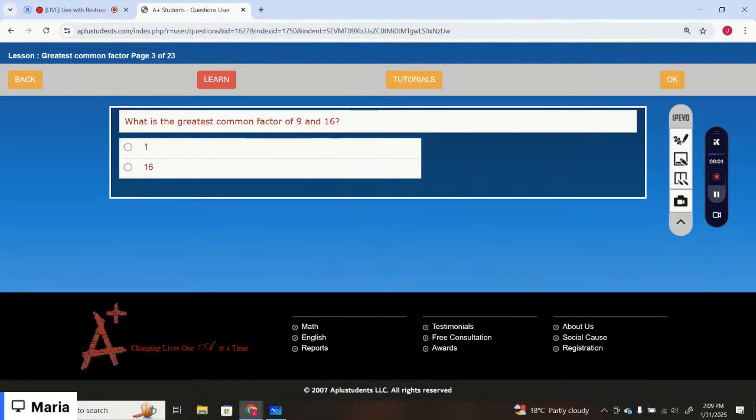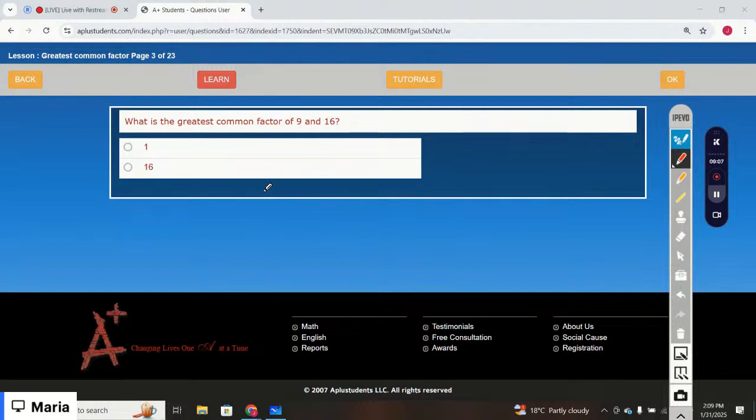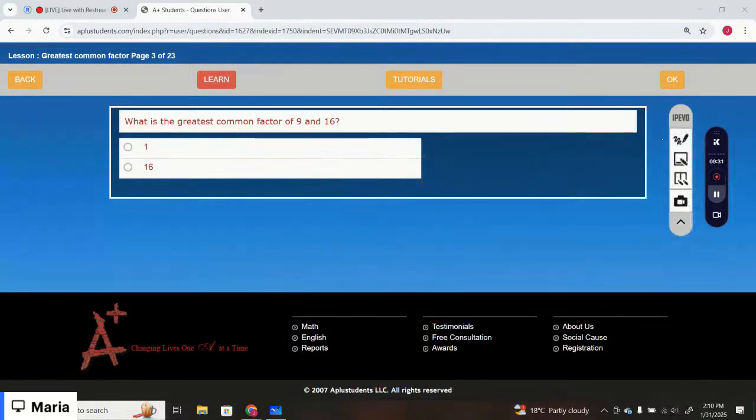What is the GCF of 9 and 16? Which is the correct option? The prime factors of 9 are 3 times 3, and the prime factors of 16 are 2 times 2 times 2 times 2. So the only common factor between them is 1. So that means the greatest common factor is 1, right?